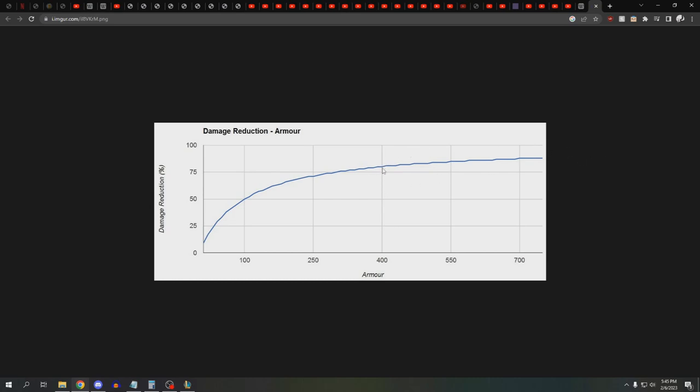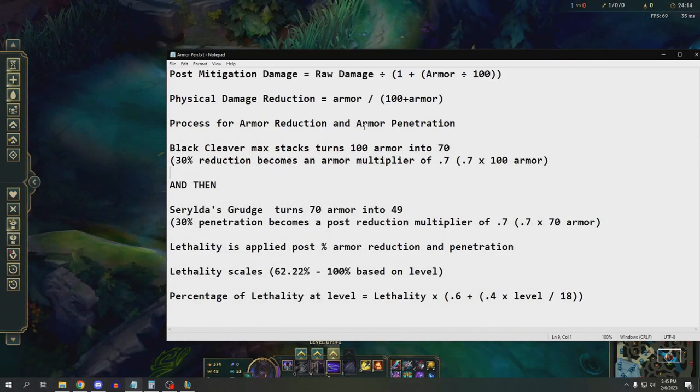Because if I'm here, right, and I get reduced down to 200, or I'm here, let's say you're at 300, and I get reduced down to 150. The more you go down here, the more effective this percentage armor pen will become. And so that's just something to keep in mind.